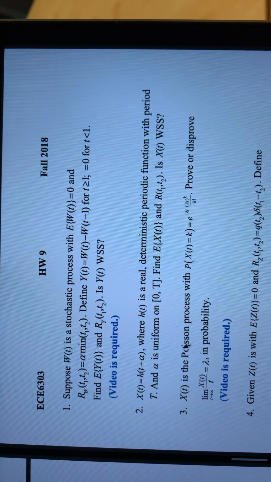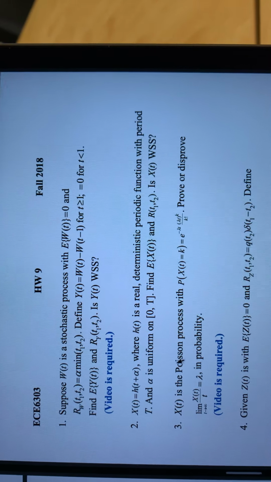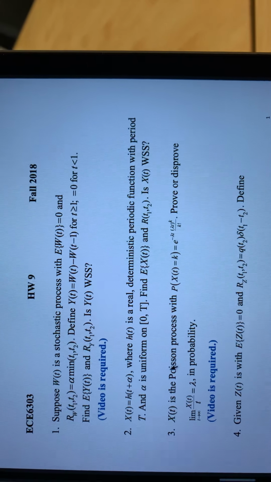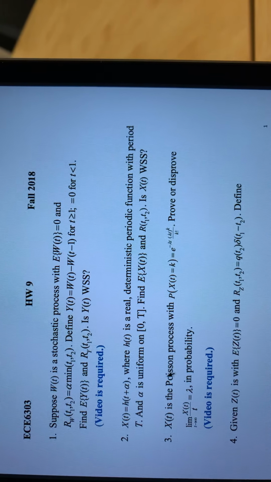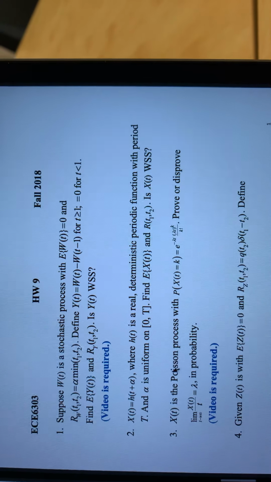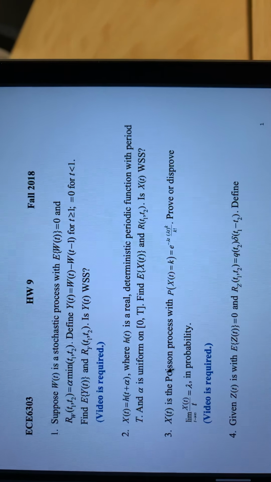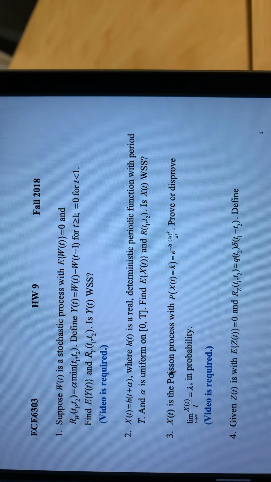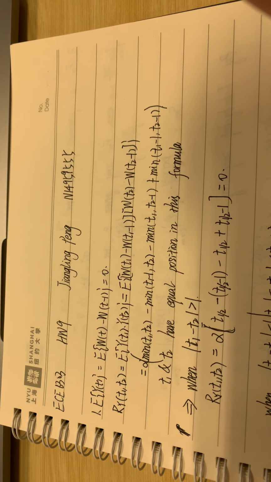We define Y(t), which is also a stochastic process. It equals W(t) minus W(t-1) for t larger than or equal to 1, and equals 0 when t is smaller than 1. We are supposed to find the expectation of Y(t) and R_Y, and determine whether Y(t) is WSS. Okay, let's come to the solution, and first calculate the expectation of Y(t).